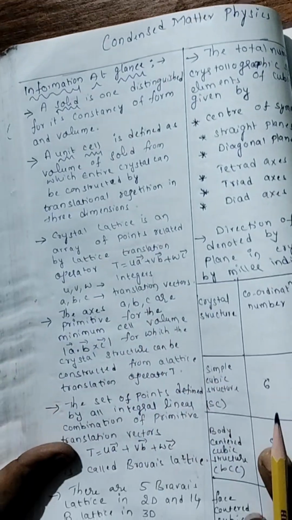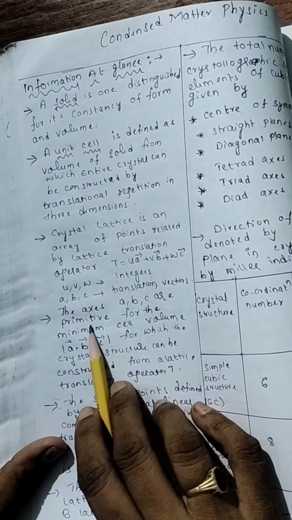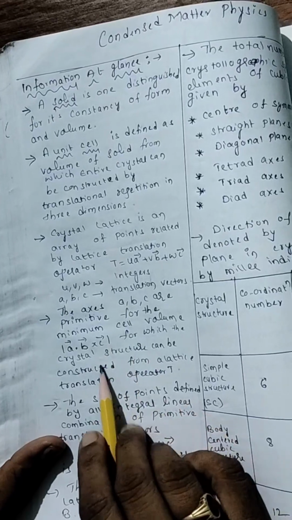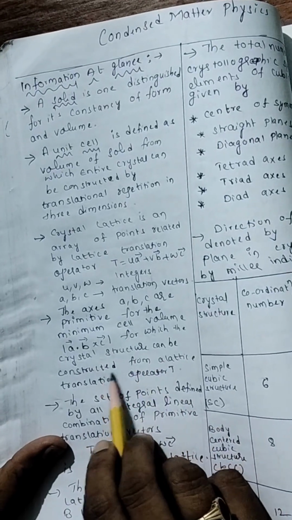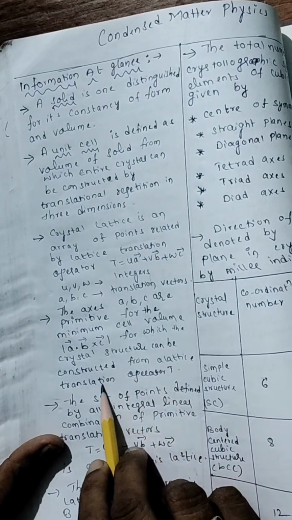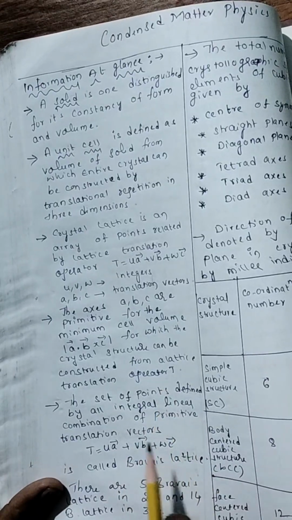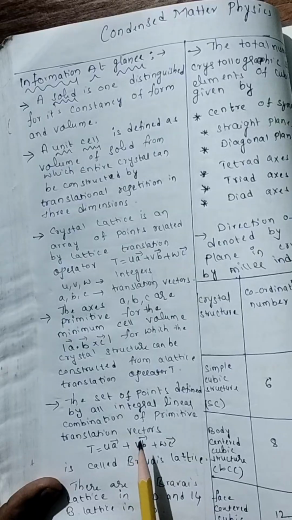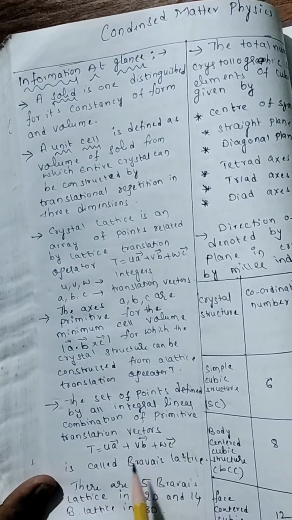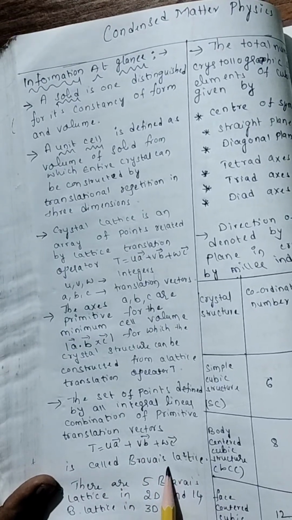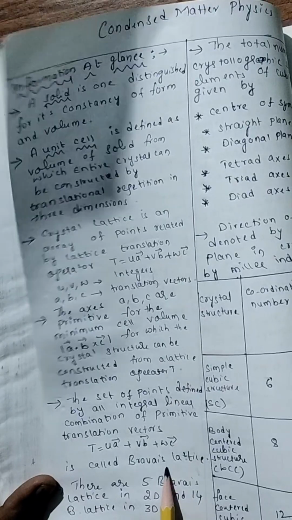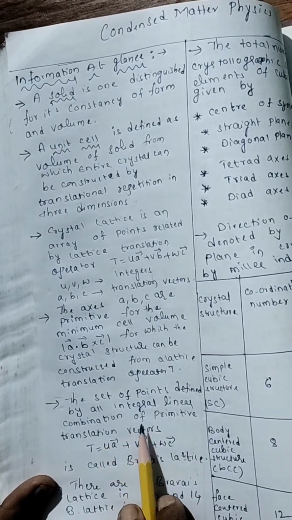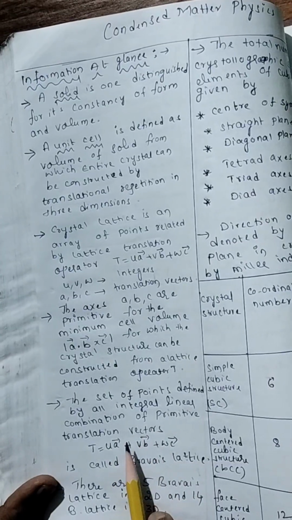Now next one, the axes A, B, C are primitive for minimum cell volume, A dot B cross C, for which the crystal structure can be constructed from the lattice translation operator. Now next, the set of points defined by the integral linear combination of primitive translations is called Bravais lattices. What are Bravais lattices? A set of points which come due to the combination of primitive translation vectors.